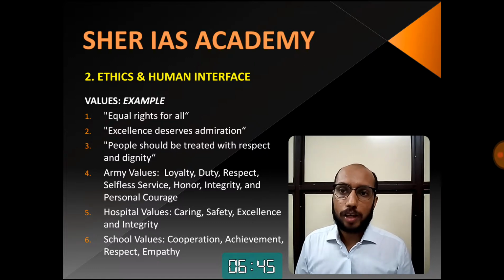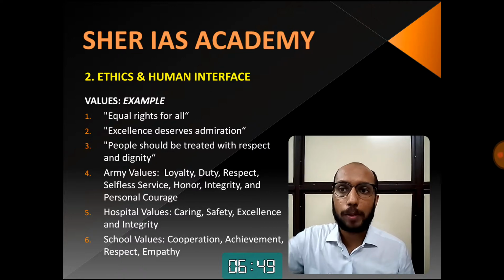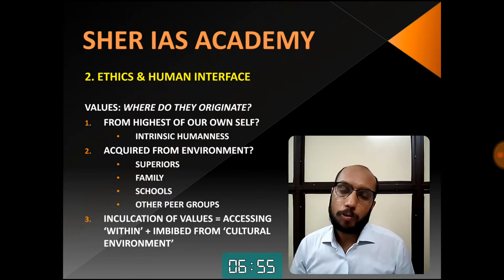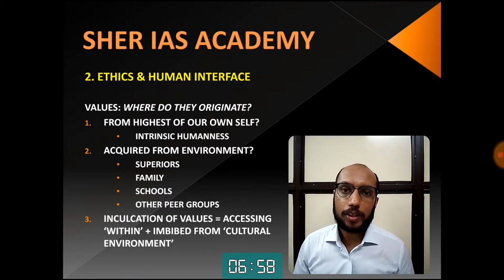Similarly, a hospital has values, similarly schools have values. I've just given you a number of examples to get my point across. Where do these values originate from? So there are two strands of thought. The first strand of thought is that it comes from within. Like we are all human beings, right? And there is some sort of programming that God does within us, even while we have been sent into this world. That's the way we are, that's our DNA kind of thing. So that is our intrinsic humanness.